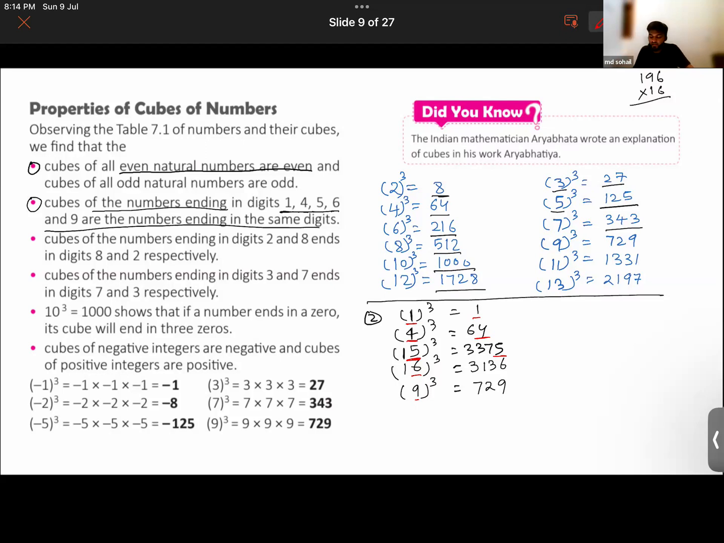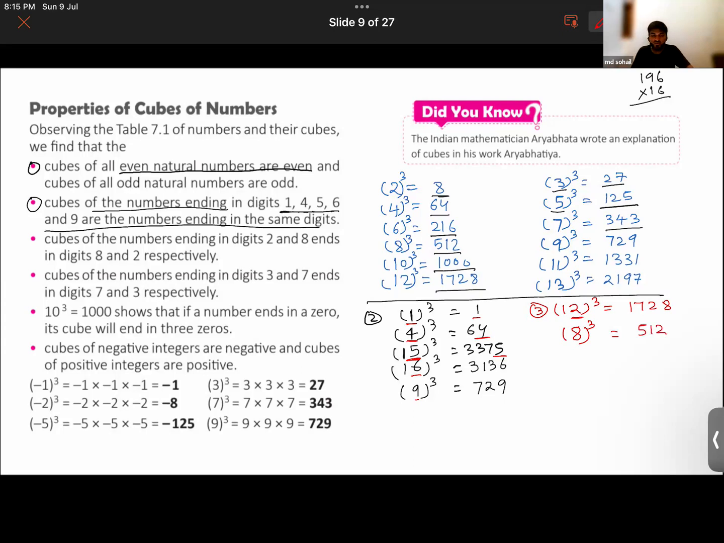Now see another property, which says that cubes of numbers which end in 2 and 8 end in 8 and 2. So take a number, let's take 12; its unit digit is 2. And let's take a number whose unit digit is 8. Let's cube the numbers. 12 cubed gives me 1728, while 8 cubed gives me 512.